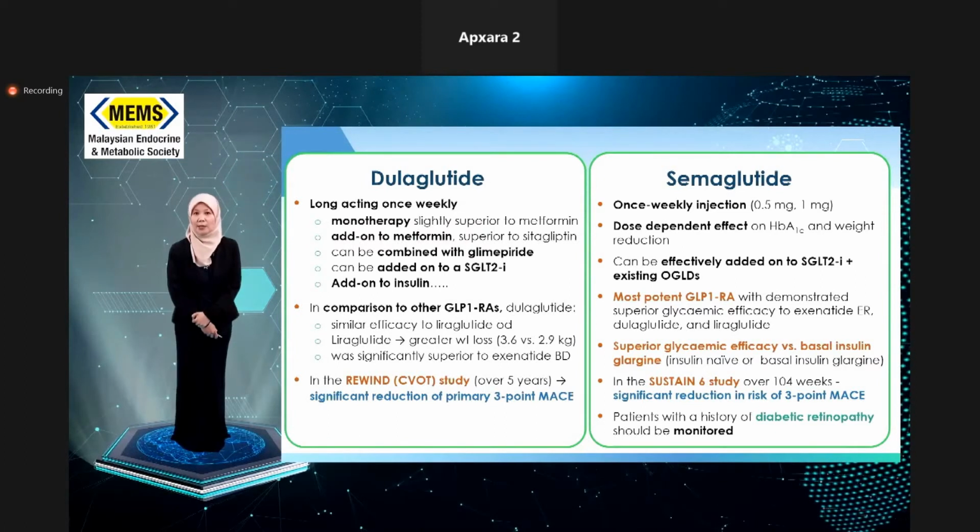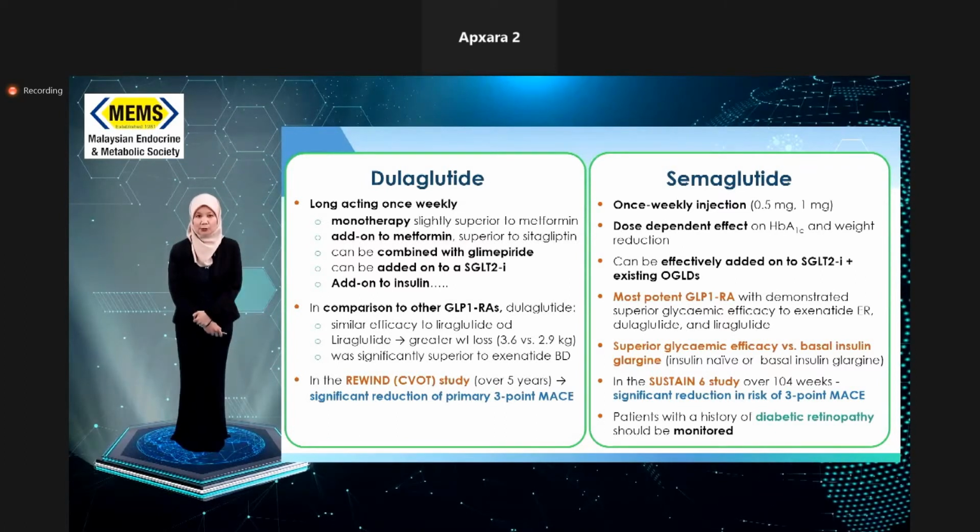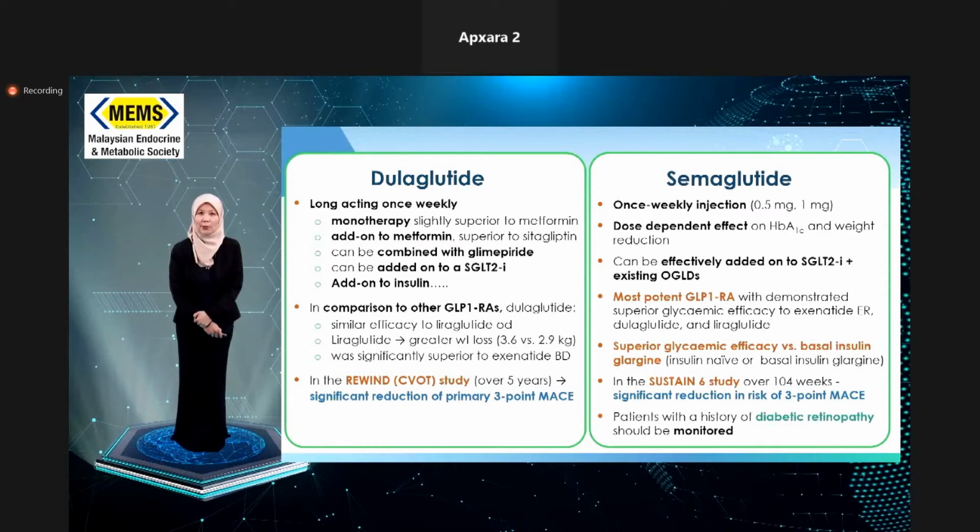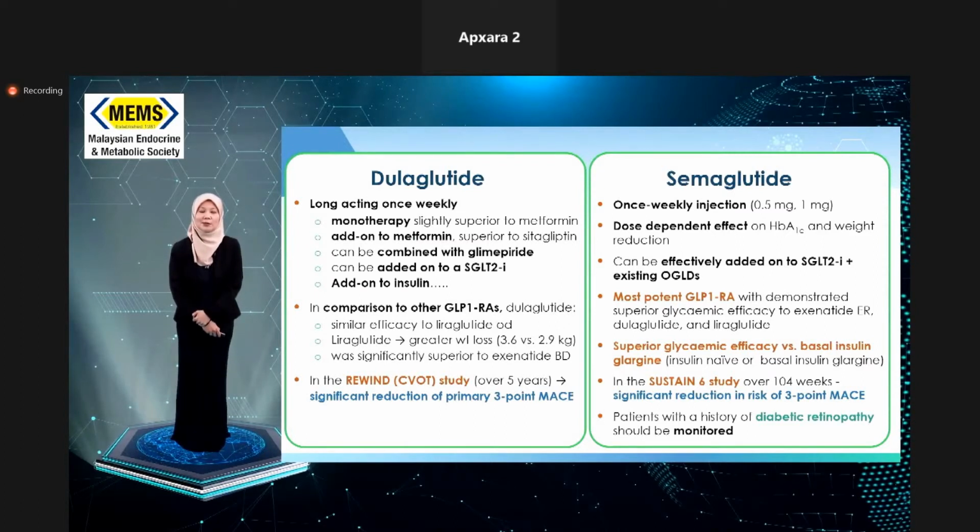I would like to highlight that both compounds demonstrate cardiovascular outcome trials, which show significant reduction of primary 3-point MACE. Patients who are to be initiated on semaglutide should have the progression of diabetic retinopathy monitored closely.